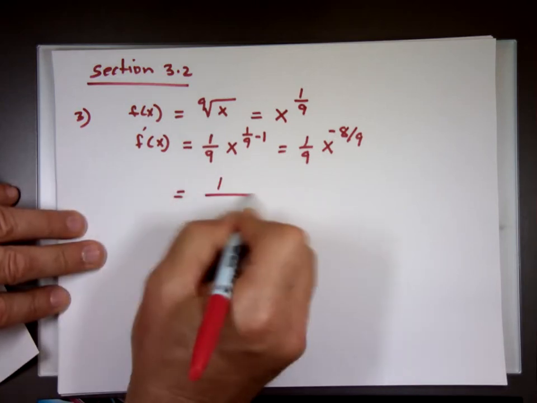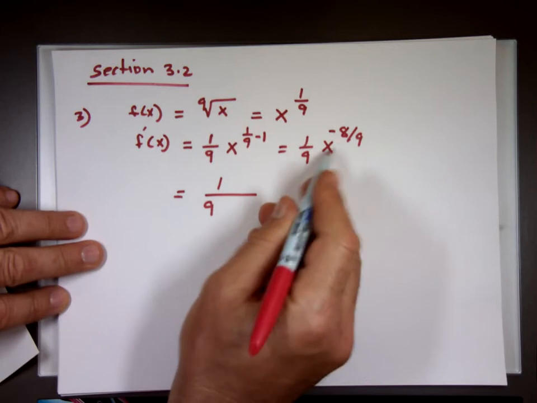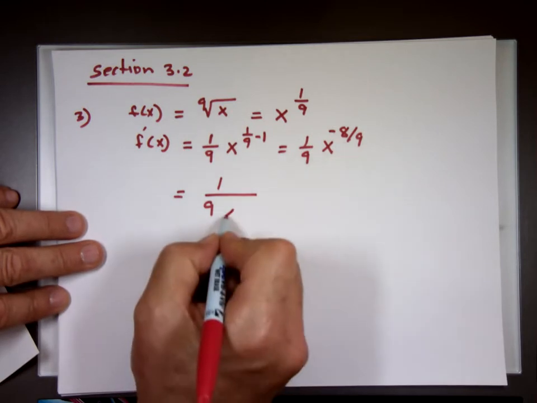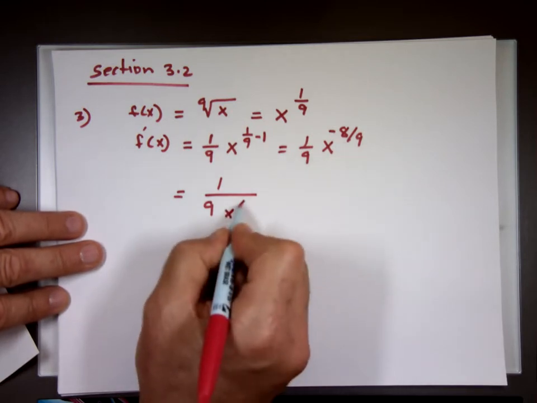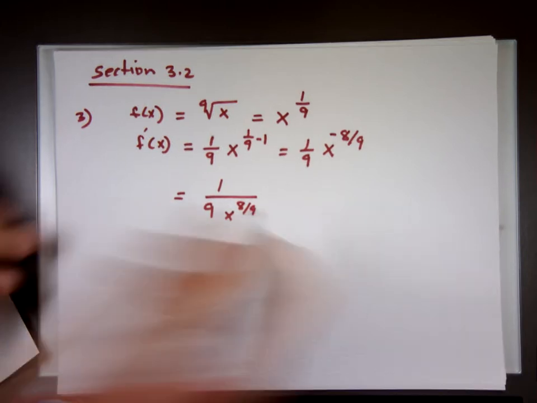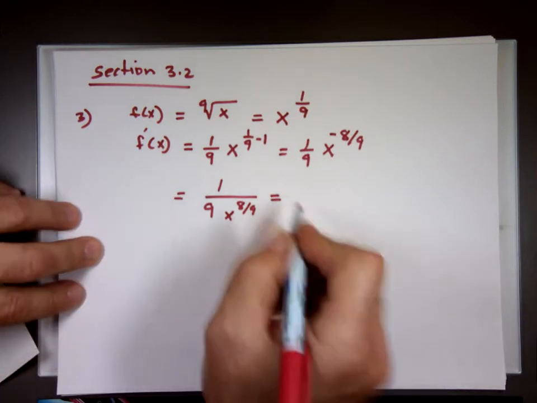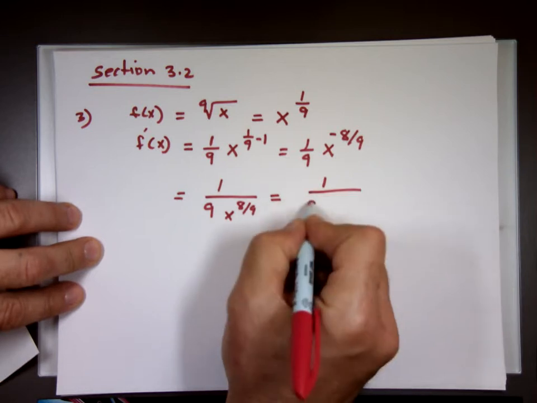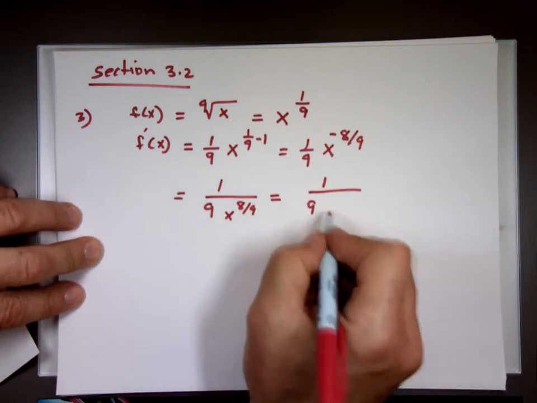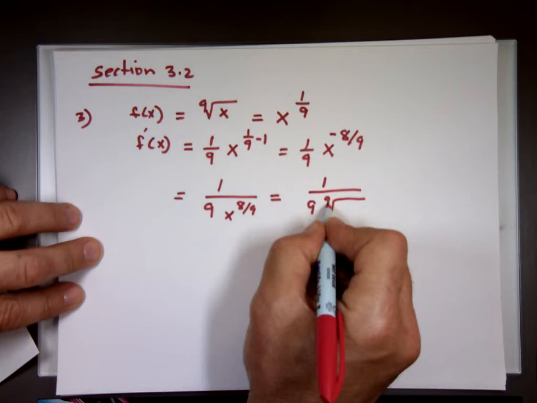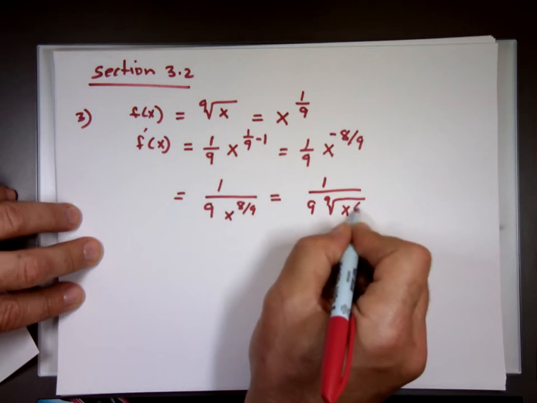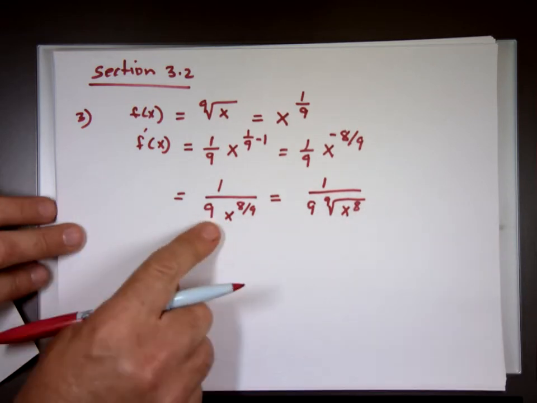1/9. When you bring x to the negative 8/9 to the bottom, it becomes what? Positive 8/9. That's probably the answer they're looking for. And if not, the only other option I can think of: x to the 8/9, that means the ninth root of x to what power? 8. I'm assuming that's probably the answer they want to see.